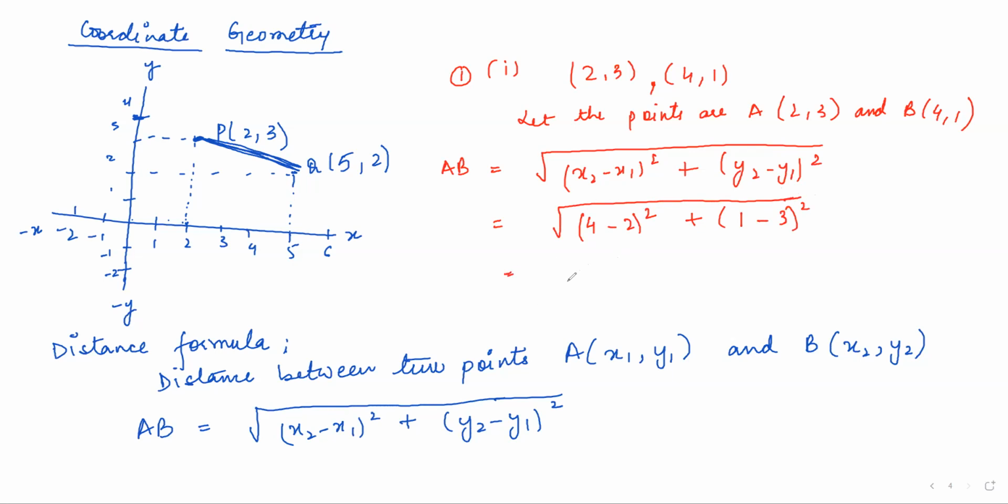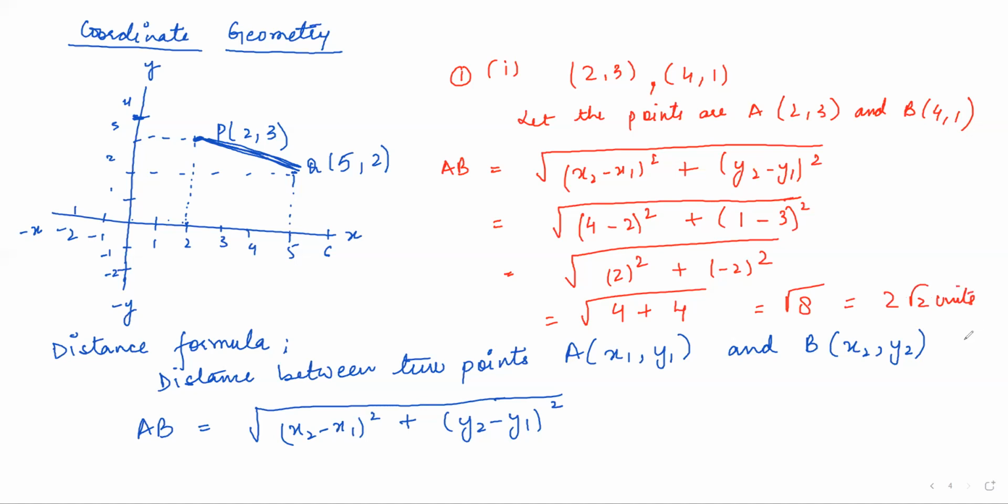The rest is just calculation, so you have to do it carefully. So (2) whole square and then plus (minus 2) whole square. This is 4 plus 4, because the minus gets absorbed in the square. So this is the square root of 8, which you can write as 2 root 2 units. Is it clear how I write 2 root 2? Okay.